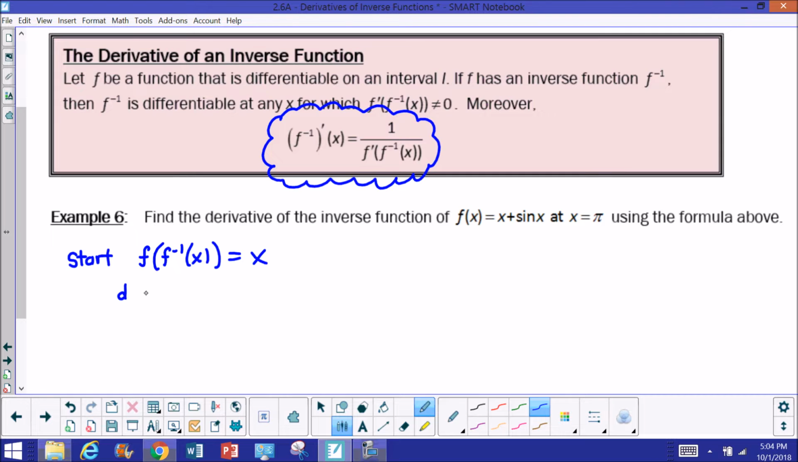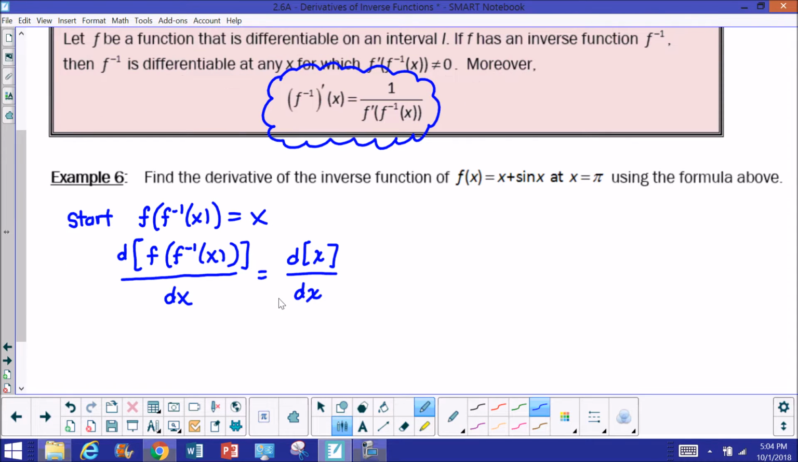So we would think of it like this. Taking the derivative of f of f inverse of x with respect to x, and doing the same thing on the right side, taking the derivative of x with respect to x. Now, if we look at the left side, in order to pull this derivative off, we have to use the chain rule. So we have the outside function, the f function, and when we differentiate it, we would get f prime, the derivative of f, still evaluated at the inside function.